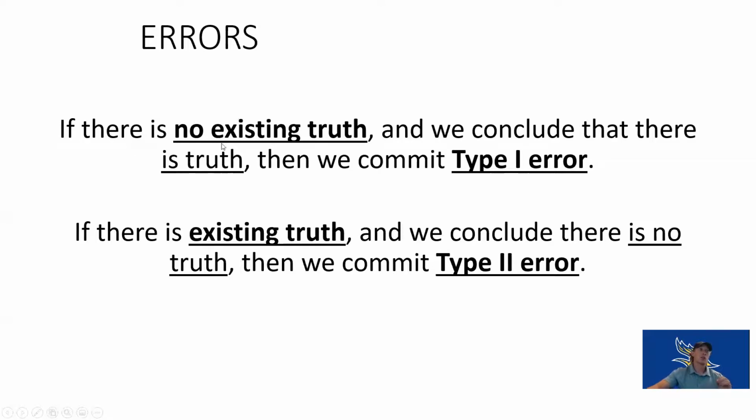But if there is no existing truth in the population, in the world, and we conclude that there is, then we can commit a type 1 error. We want to avoid this as much as we possibly can, saying there is truth when there isn't. Now say there is existing truth, but we conclude there is no truth. So there is truth, but we don't find it. That's a type 2 error. We'll get into how we can and can't find truth a little bit later, but this is not as detrimental, but we don't want to make this error either.